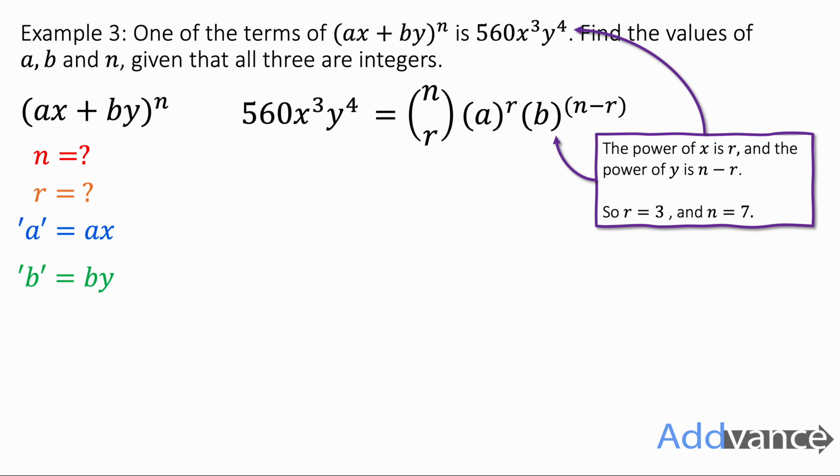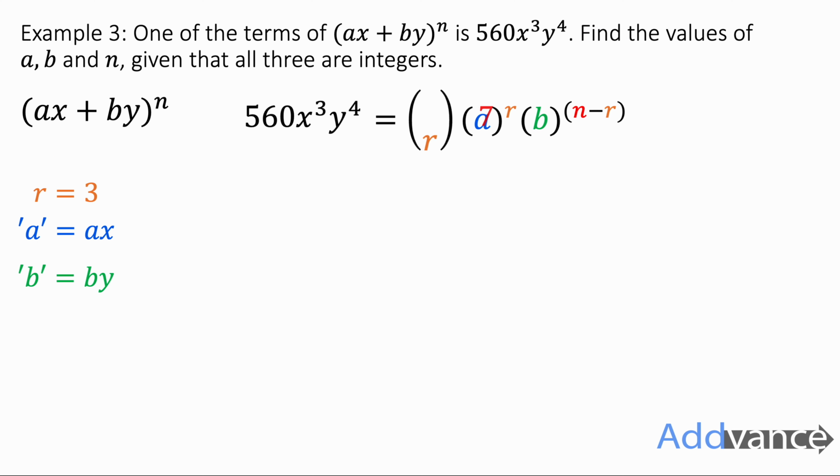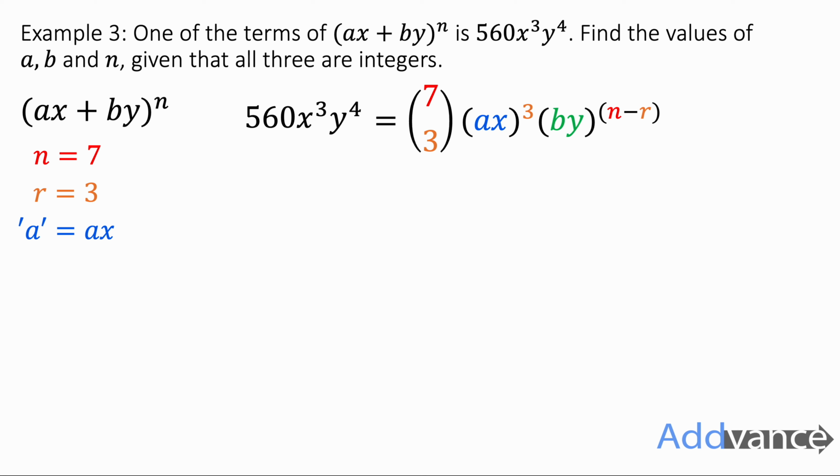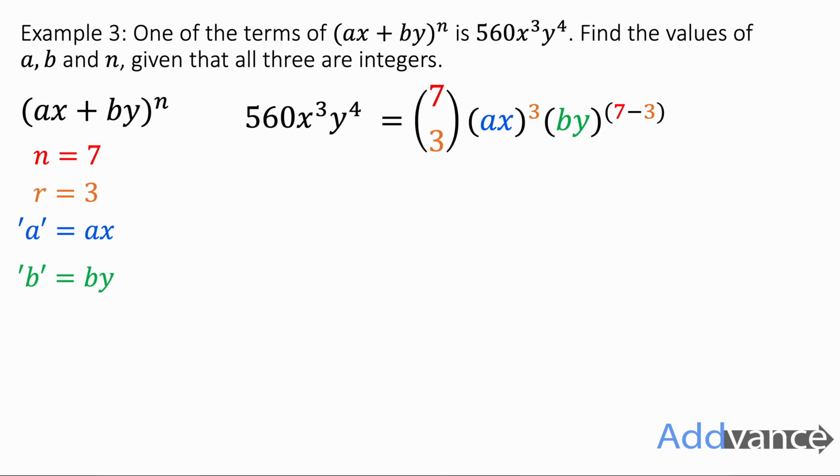Now we know that r must also be 3 because we want x cubed, so we want the power of x to be 3, so r must be 3. And we know that the power of n is 7, so 7 minus 3 would give us the b power as well. So we know n is 7, and we know r is 3. Keep substituting things in. Here we go, substituting everything in, like that.